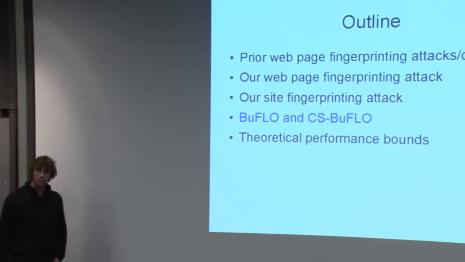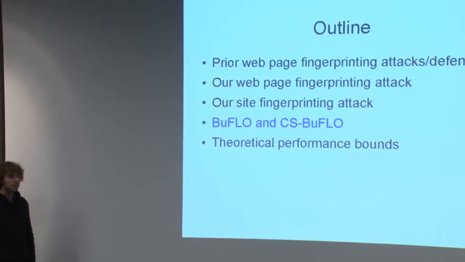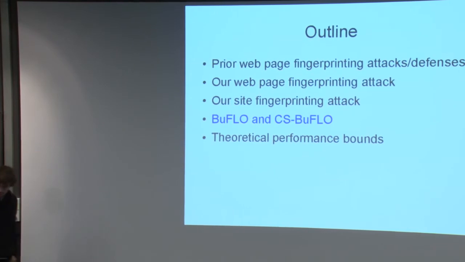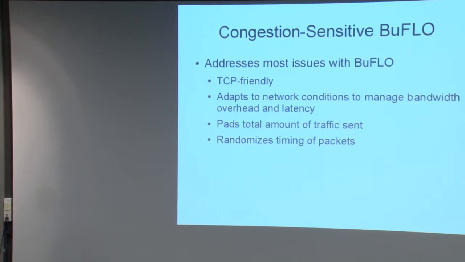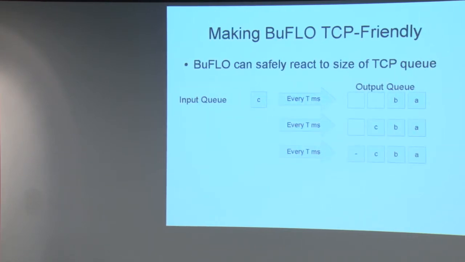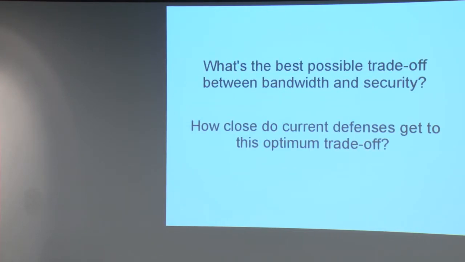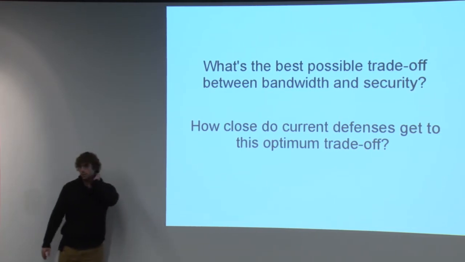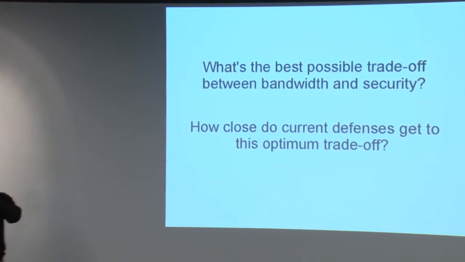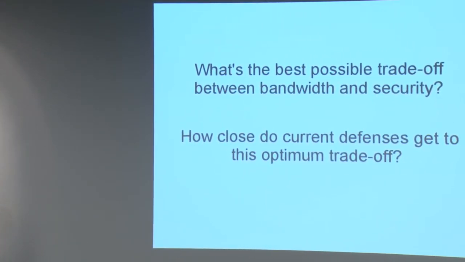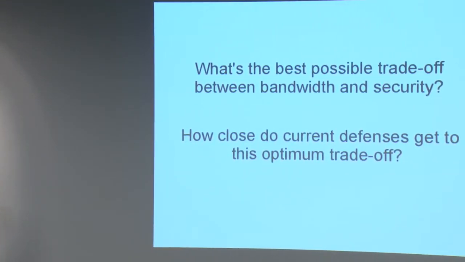There's a lot more I want to talk about, but I see we're already at the 50-minute mark. I'm going to skip telling you about Buffalo and CS Buffalo, and I just want to briefly, if you'll permit me, tell you about some of the theoretical results. So we wanted to answer a question: what is this trade-off between security and overhead?